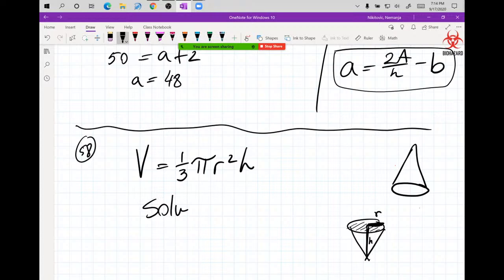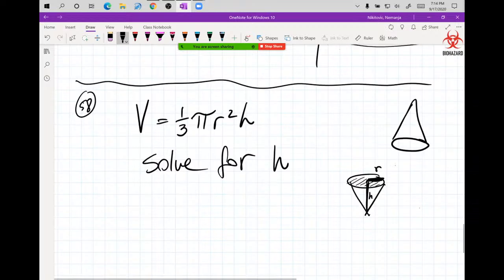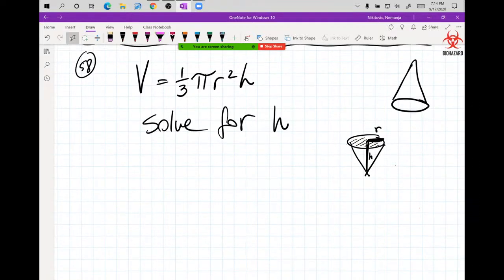Solve for h. So that's the question. Solve for h. So that means your h needs to be alone. Gotta get rid of the rest. So I'll give you about 2 minutes or so.